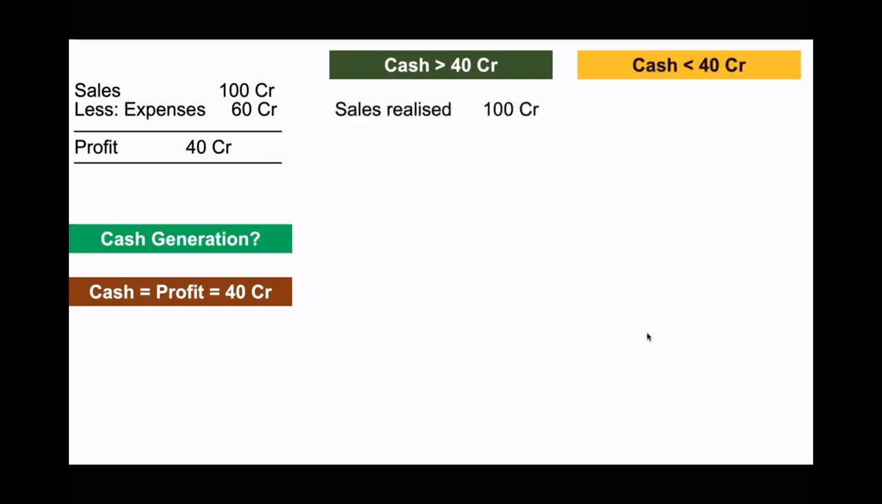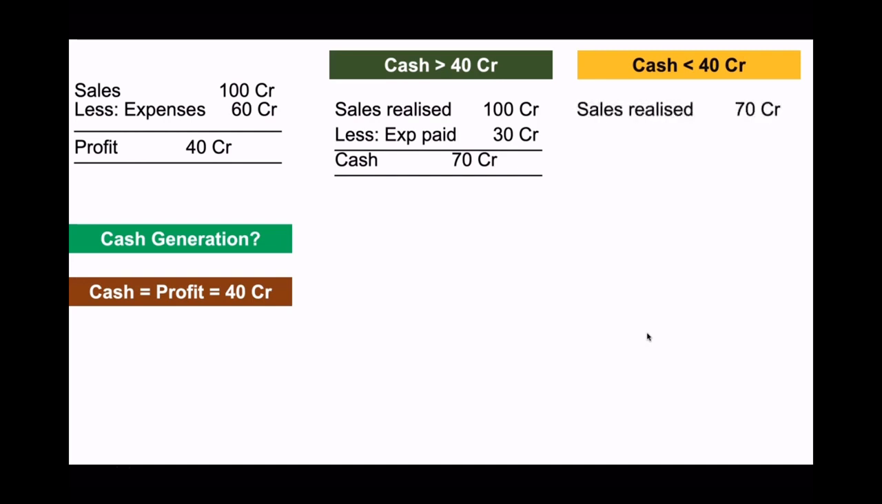It can be greater than 40 crore when you have realized the entire sales and you have paid only part of the expenses. So here you have cash as 70 crore. And it can be less than 40 crore when you have realized only part of the sales and you have paid full expenses, or most of the expenses. So you have realized only 70 crore but you have paid the entire 60 crore. So here your cash is only 10 crore.